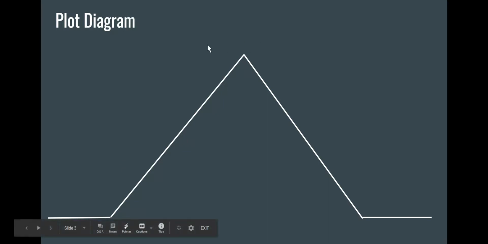At the top, this is where we see the climax. The climax is the point of most excitement in the story. It's a turning point in the story where things start to change for the main character, the protagonist. From here, we go into the falling action. These are events that are a result of the climax. And then the resolution is how does the story wrap up? How do things end?